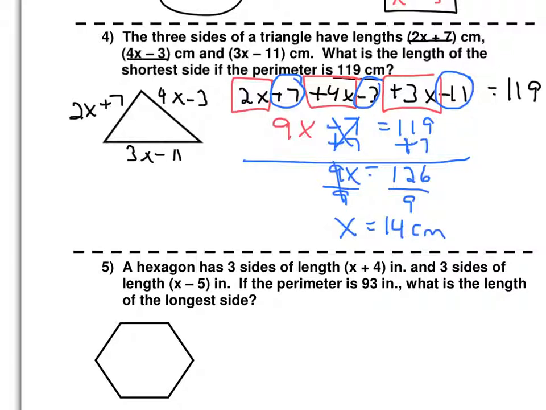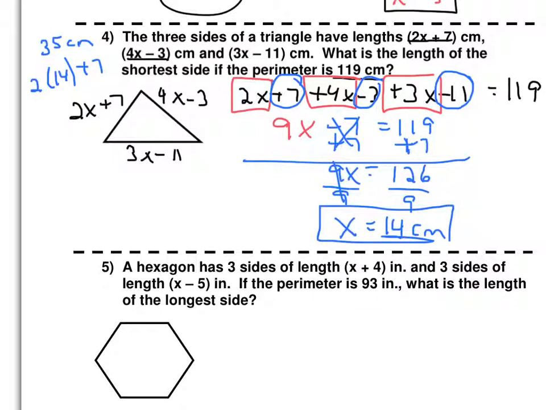So it says, what is the shortest side? So first of all, it says, what is the shortest side? So 14 is not your answer. We're going to plug in this 14 into these and see which side is the shortest. So 2 times 14 plus 7. So 2 times 14 is 28. 28 plus 7 is 35 centimeters.